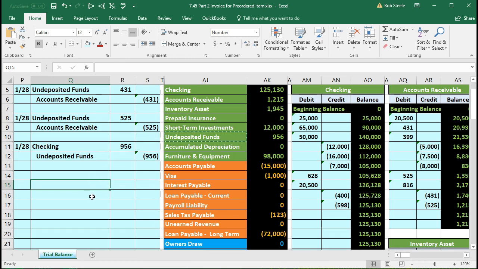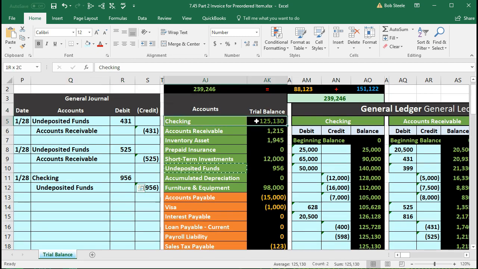All right, now we're going to go ahead and post these out. We have undeposited funds. That, remember, is the third to last asset account. And, well, let's post the top first. We got the checking account, which is our favorite first account. So here we have the checking account.